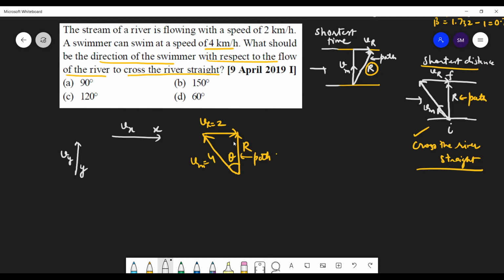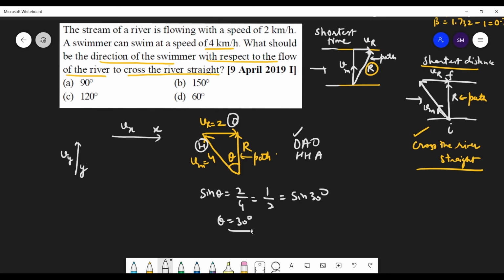You know this is the opposite side and this is the hypotenuse. So opposite upon hypotenuse is sine theta. So sine theta is equal to opposite side 2 over hypotenuse 4. So that's 1 by 2, and that's equal to sine 30 degrees. So theta is equal to 30 degrees.